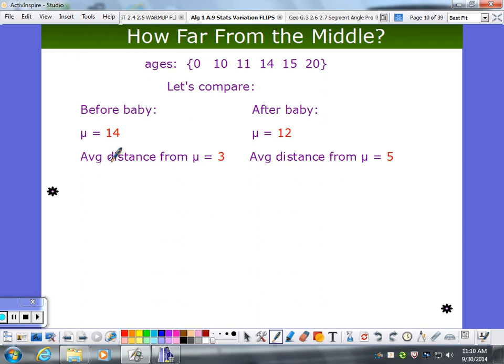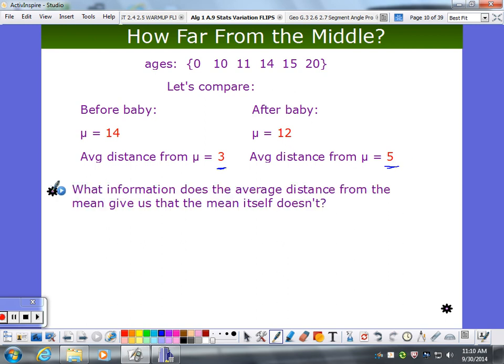So let's look at this. So before this baby was born, our mean age was 14, and on average, they were approximately 3 years away from the mean. After the baby, my mean is 12. On average, I'm about 5 years away. So what do these numbers tell us about the data? What do they tell us about the data that the mean does not?